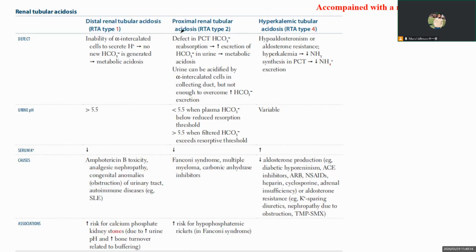All right, so now let's move on to proximal renal tubular acidosis, that is the type 2 RTA. And of course, first we have to remember what the main job of the PCT, or the proximal convoluted tubule, is in terms of bicarbonate. The PCT absorbs about 80 to 90% of the filtered bicarbonate via the carbonic anhydrase.